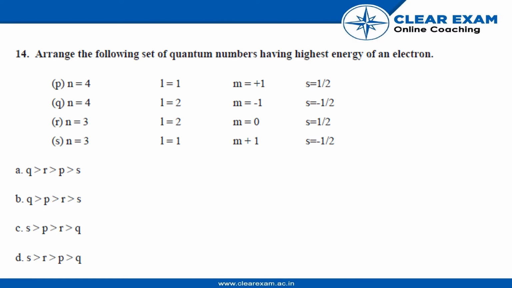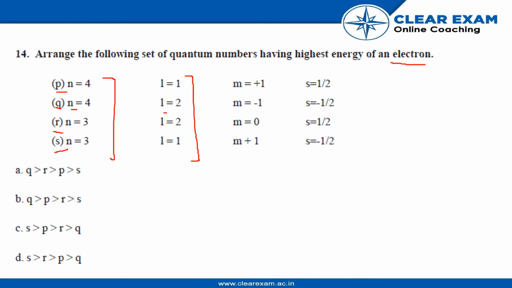Arrange the following set of quantum numbers having highest energy of an electron. So we have four sets P, Q, R, and S, and we are given N and L. We have to find the highest energy of an electron. So we know that to find the highest energy of an electron, we have to add N and L.